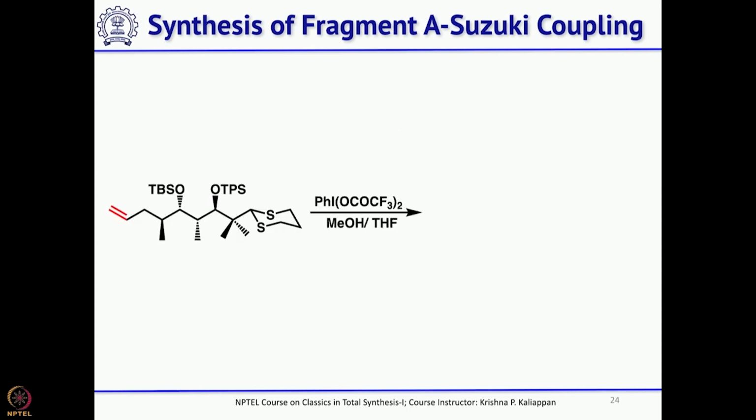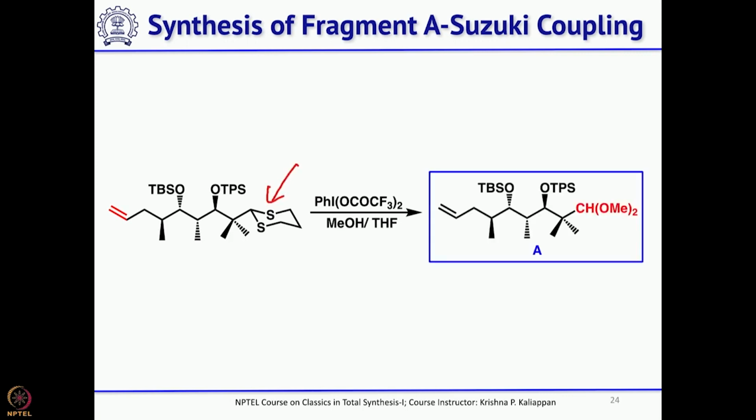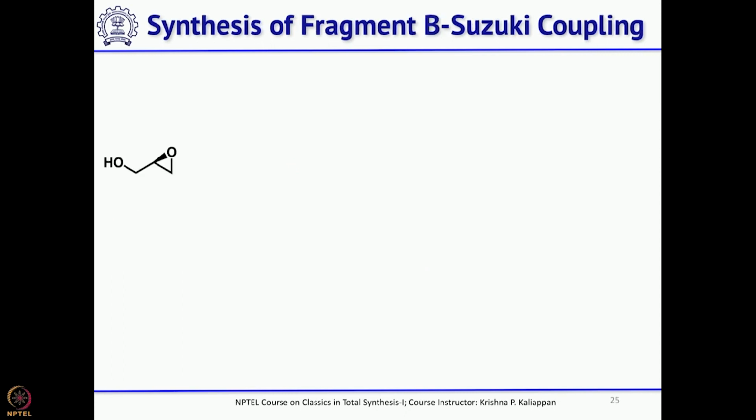Okay. Now, the dithiane could be cleaved using a derivative of BAIB, and since you use methanol as a solvent, the aldehyde which is formed is in situ protected as acetal. Okay. So, now the fragment A is ready.